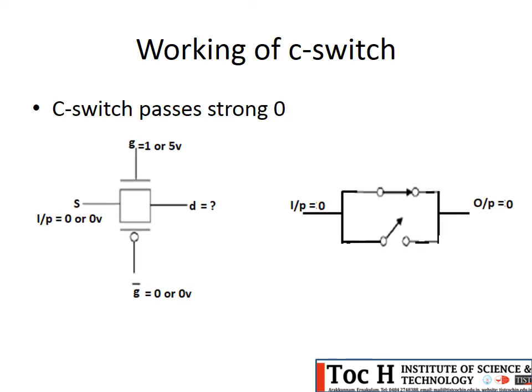Next case, the C-switch passes strong 0. Why is it said that the C-switch passes strong 0? You can see when VG equals 1 or 5 volt and VG bar equals 0 volt, and S is equal to 0 volt, we are analyzing the strong 0 case. So what is VGS here? VGS for the top path is 5 minus 0, so 5 volt. So it is enough to turn on the N switch, and here 0 minus 0, so 0 volt is not enough to turn on the P switch, so it will be open. So the output is equal to strong 0.